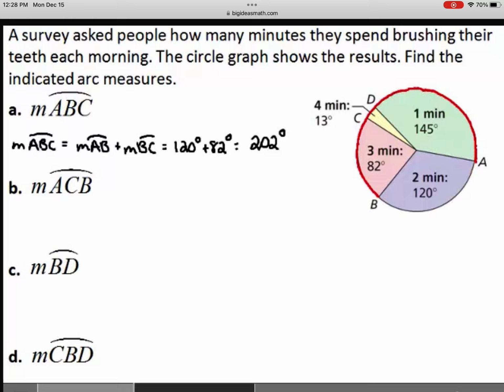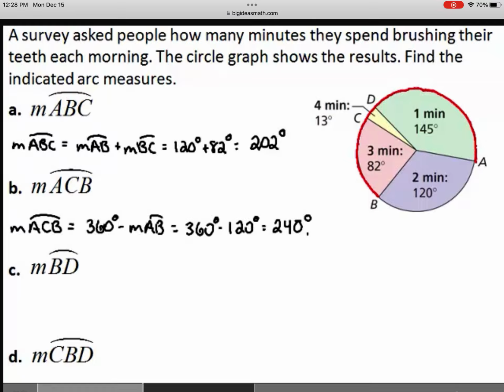Part B, the measure of arc ACB. So the measure of arc ACB equals 360 degrees minus the measure of arc AB, which equals 360 degrees minus 120 degrees, which equals 240 degrees.